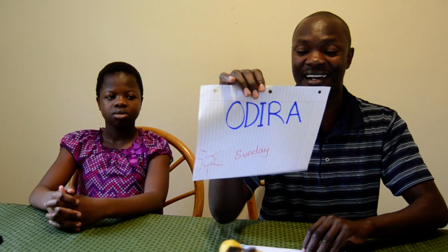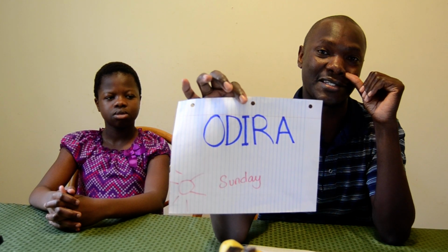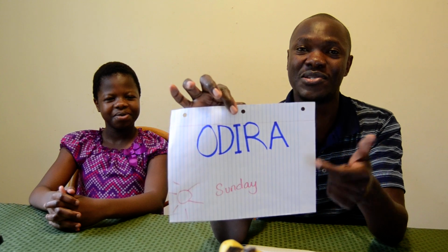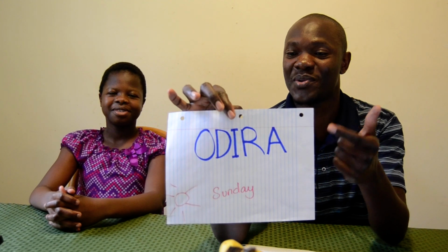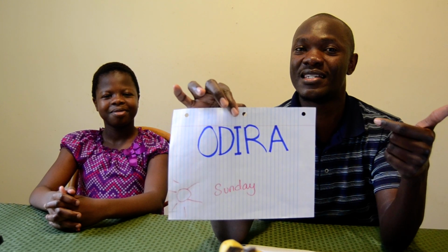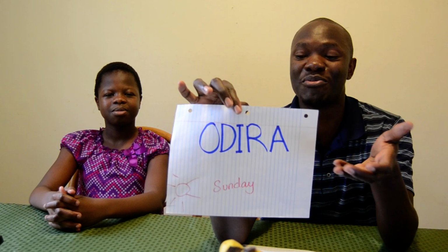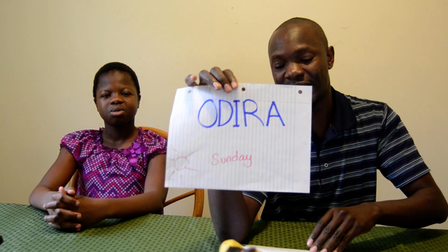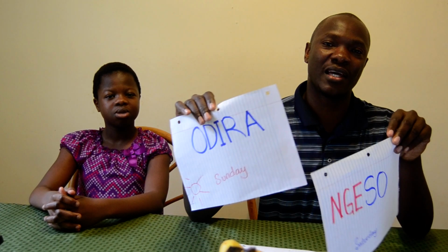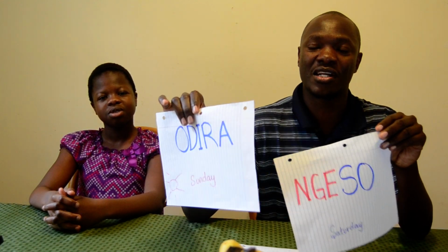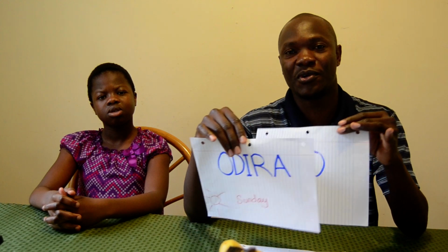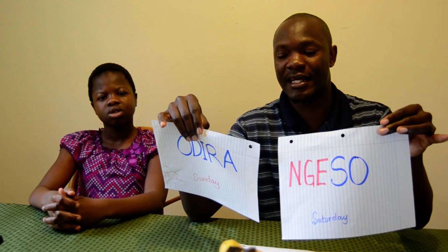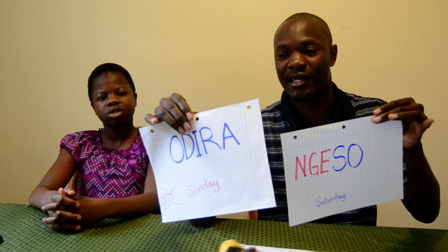And then Odira is the church. So on Sunday, they used to go to church. So that's why we had Odira. So Odira would be on Sunday, and then Ngeso would be on Saturday. It depends, maybe on some of the denominations, I don't know how they used to do it, because some people go to church on Saturday and some people go to church on Sunday. But no, we are just here to learn the days of the week and to enjoy the show.